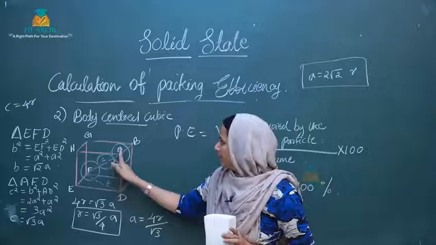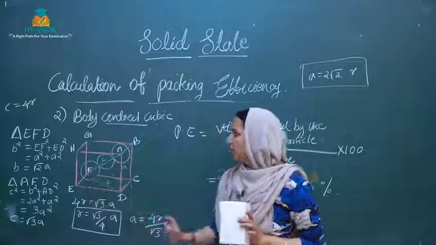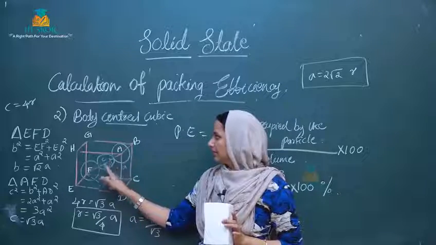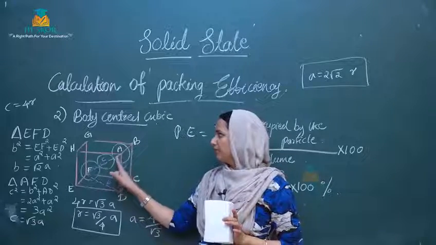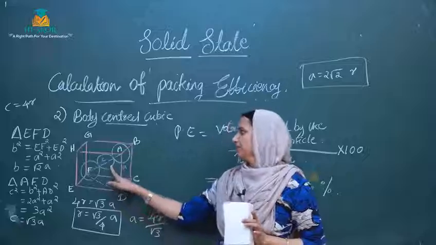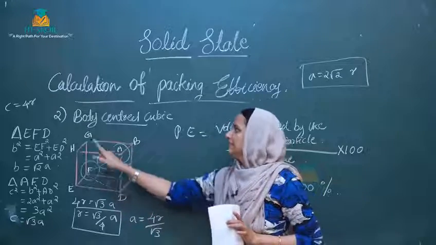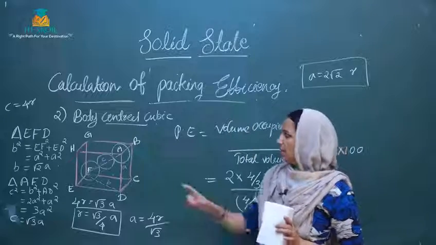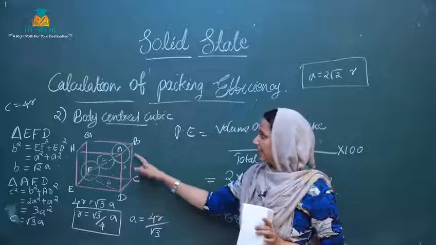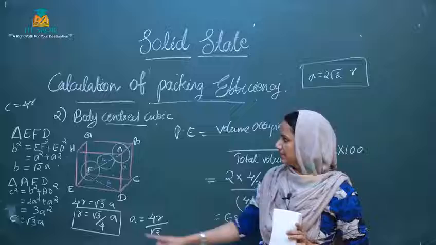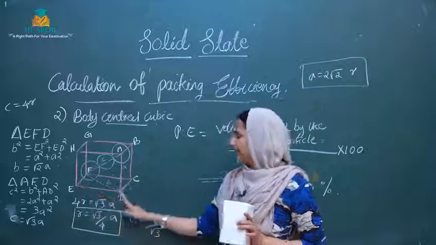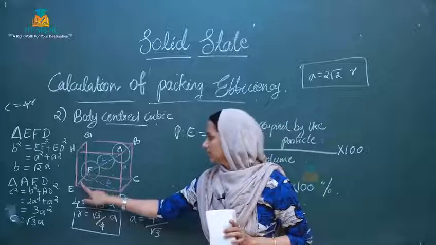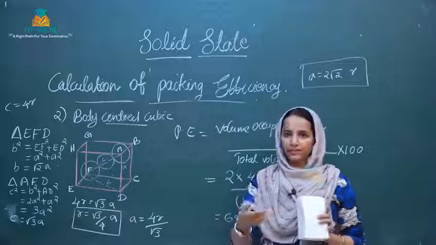So what about AF? The AF distance is the body diagonal, and this total distance is equal to 4r, the half of 2 spheres and 1 complete sphere. So the distance AF is equal to 4r. We have to find this distance first. So first we consider the triangle EFD, and here, from Pythagoras theorem, B is equal to this square plus this square.